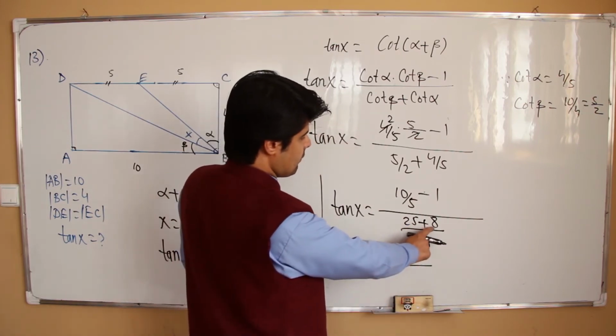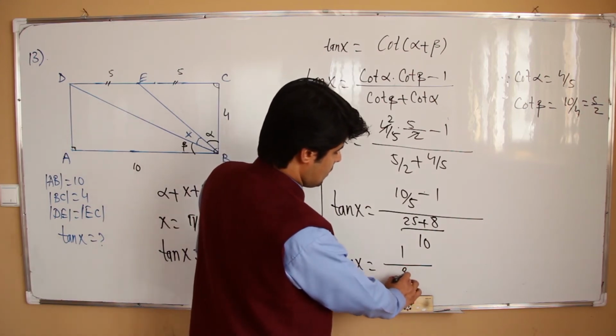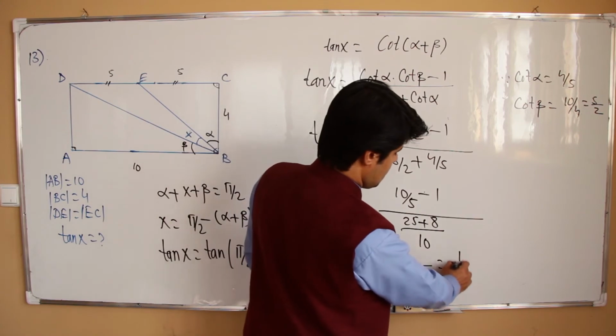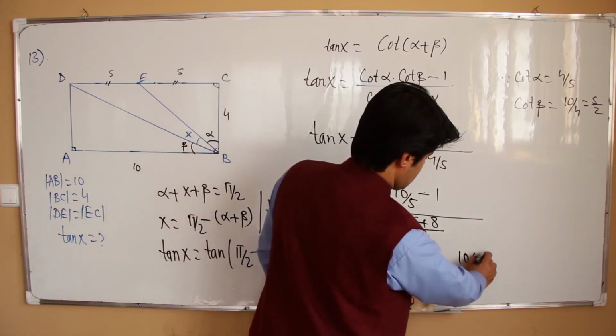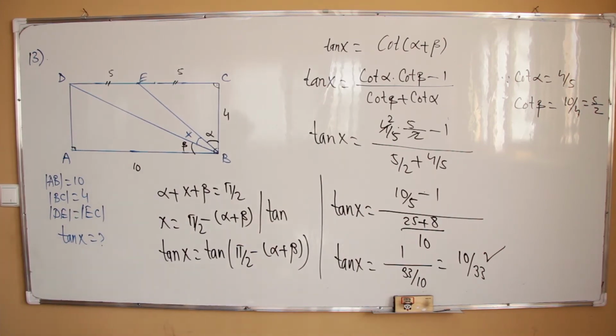Now in here, 25 plus 8, 33 by 10. Put 10 to the numerator, it would be 10 by 33. Right, please. If I've made some mistake, then excuse me, please. You have to know the general method.